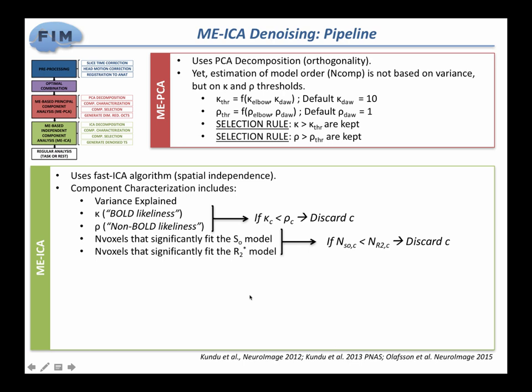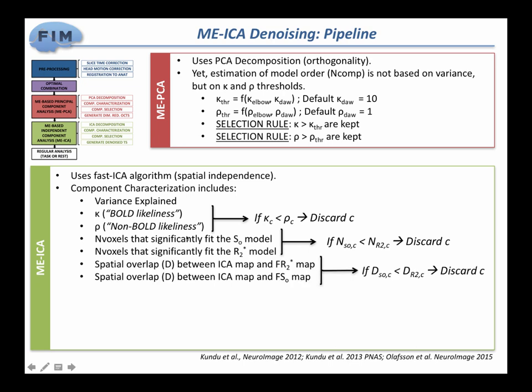But then in a kind of empirical way, I guess, Prantik decided that having more features might help with this classification, because as I said, some cases are very clear, but there are other places where it's not that clear where you would put it. So the software looks at other things like the number of voxels that significantly fit the flat model, the number of voxels that significantly fit the linear model, the spatial overlap between the ICA map and each of the models, and a few other things.